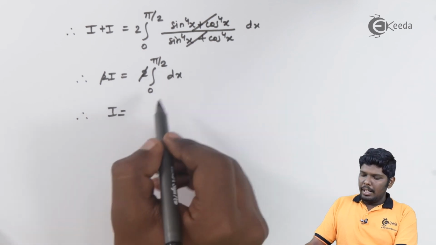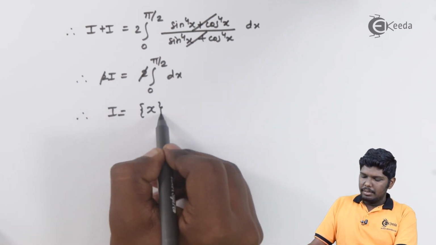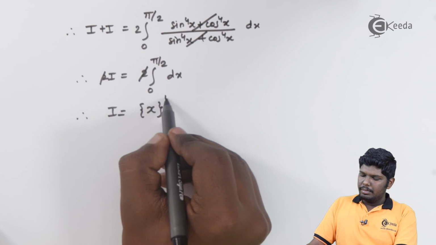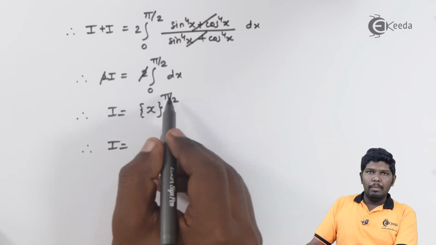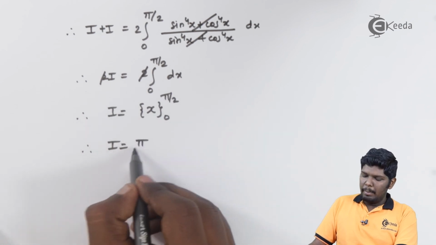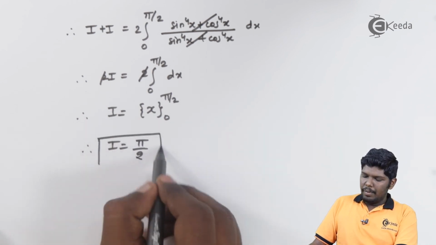I will be integration of dx, which is x within limits 0 to pi by 2. Therefore, I will be pi by 2 minus 0, that will be pi by 2. This is our final answer.